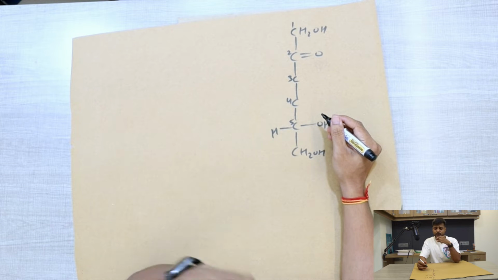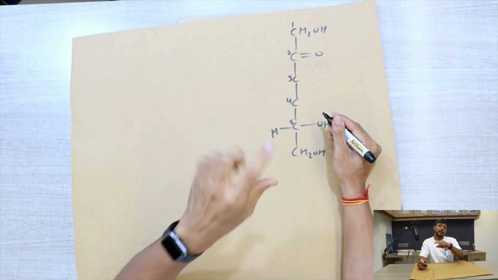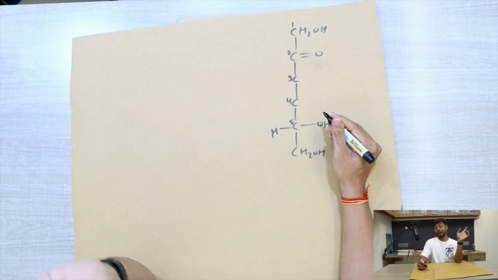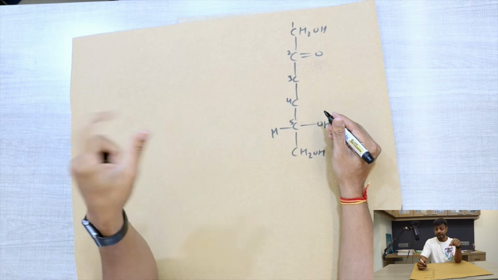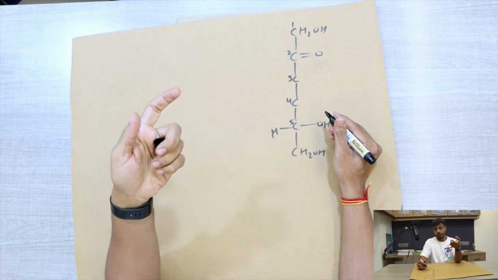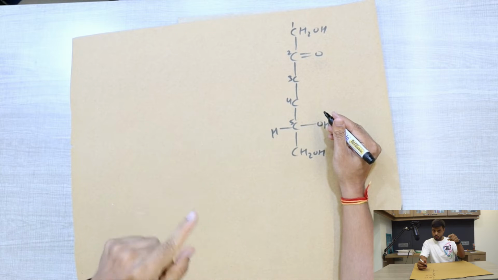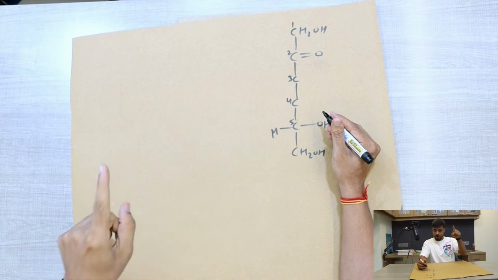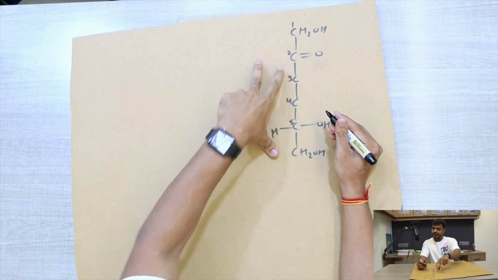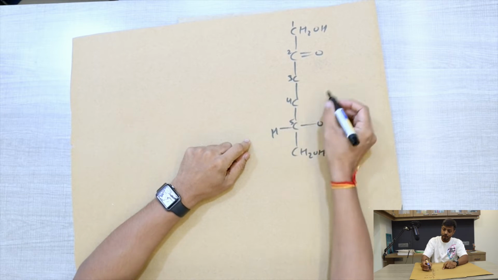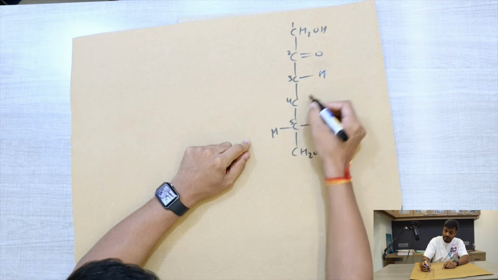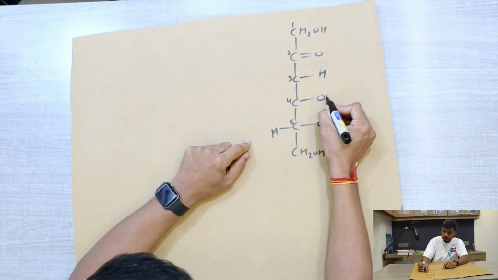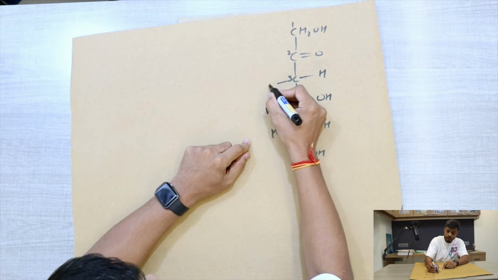The major difference between glucose and fructose is that glucose molecule is primarily dextrorotatory and fructose is levorotatory. What it means is that glucose molecule rotates the light in clockwise direction and fructose rotates the light in anti-clockwise direction. Okay, so in carbon number 3 we always have H on the right hand side, OH, H and OH.